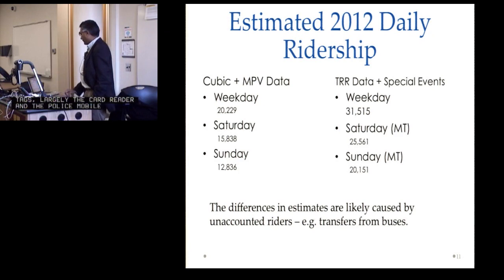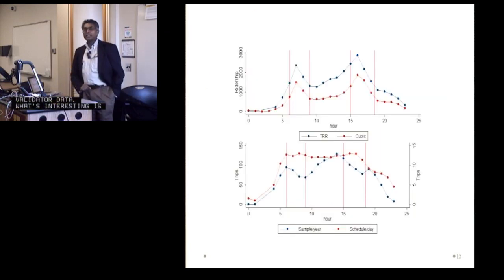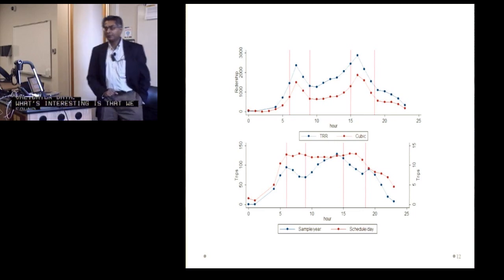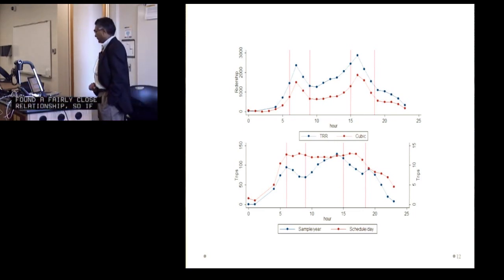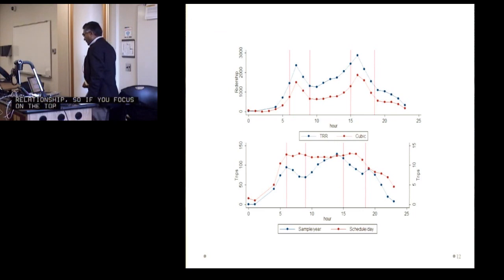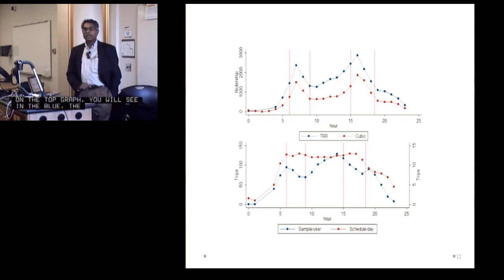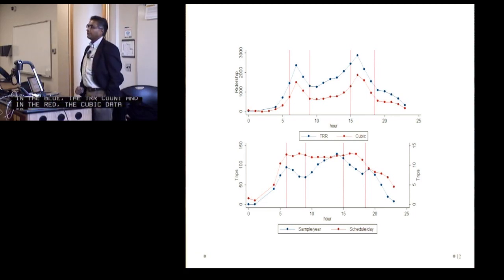What's interesting is that we found a fairly close relationship. If you focus on the top graph, you will see in blue the TRR count, and in red the Cubic data counts that we got after adding the MPV information. What you see is that there is a very close correlation between the two types of data.